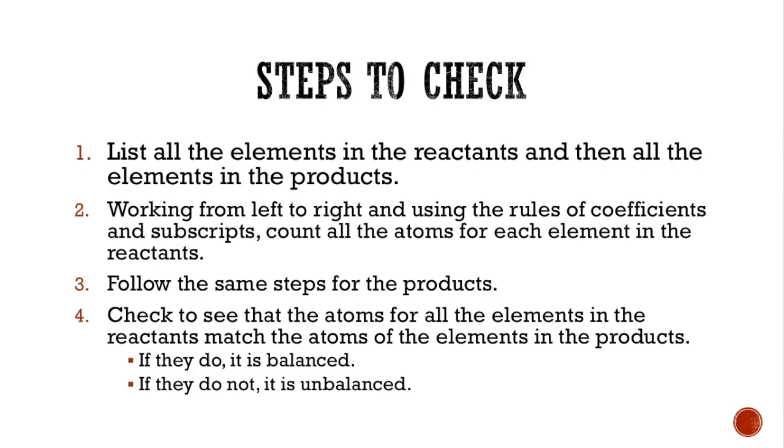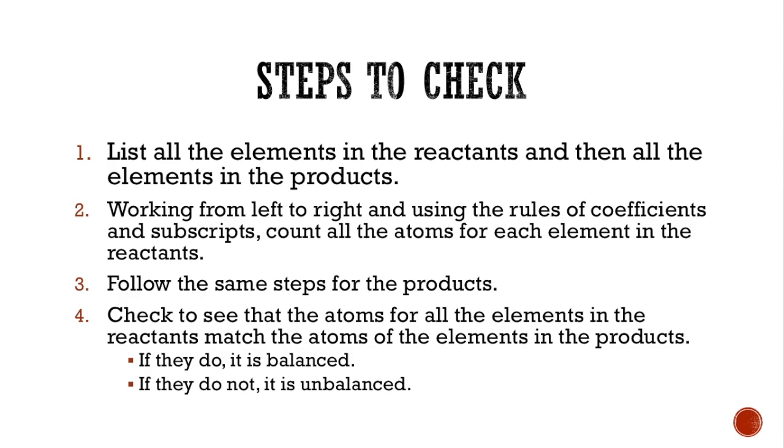The second step is to work from left to right, using the rules of coefficients and subscripts to count all the atoms for each element in the reactants. Just like we were counting atoms in chemical formulas, we're going to count all the atoms in each of the chemical formulas in this chemical equation.